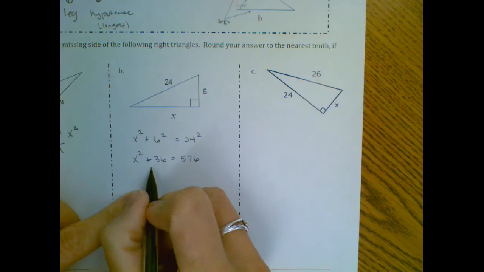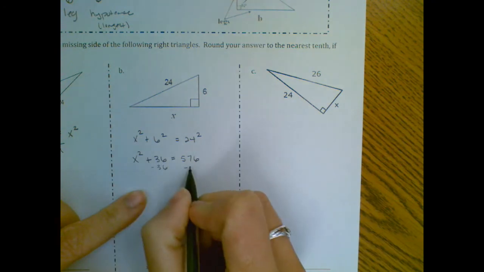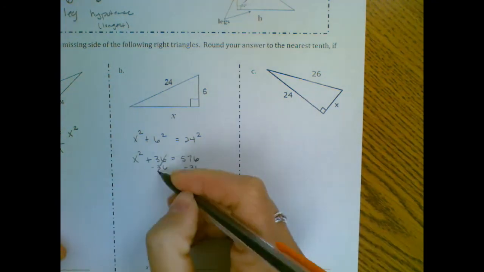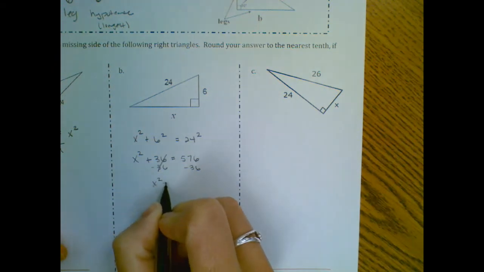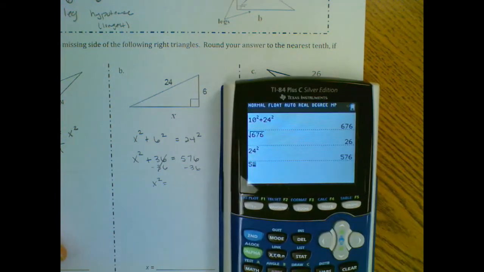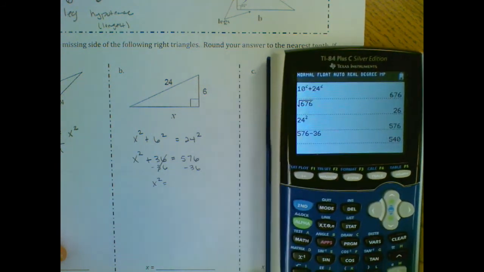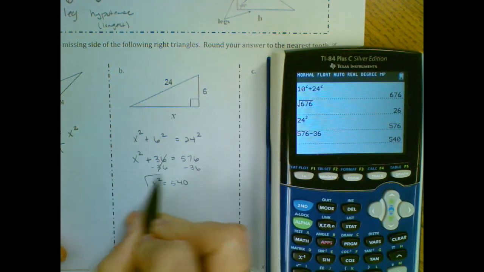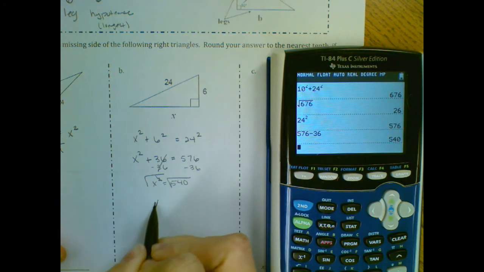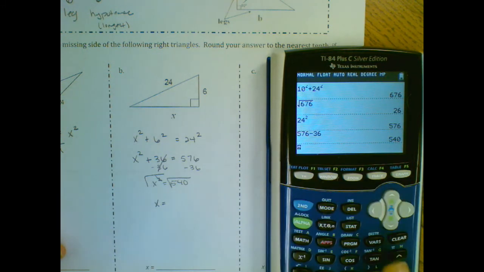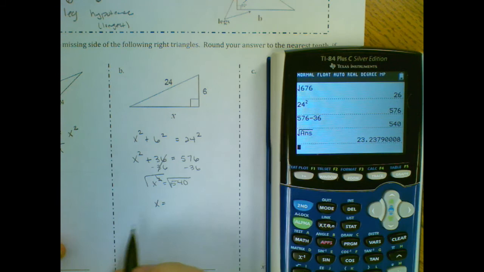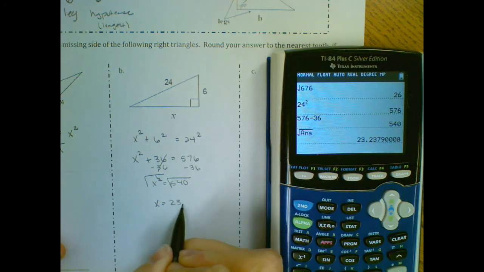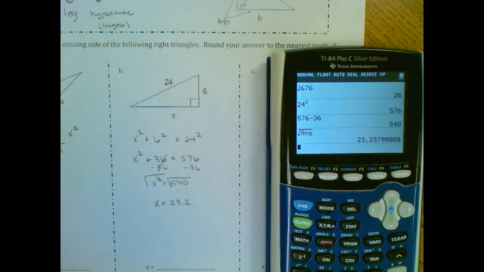Okay, so once we have those simplified, we solve for x. So we're going to subtract 36 from both sides. Okay, so we get 540 over here. And then to finish out, we'll take the square root of both sides. So we get 23, and we're going to round to the first decimal place. So it'd be 23.2.